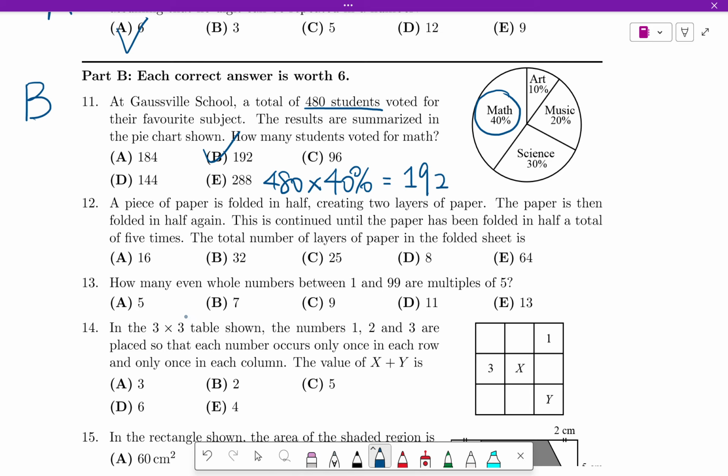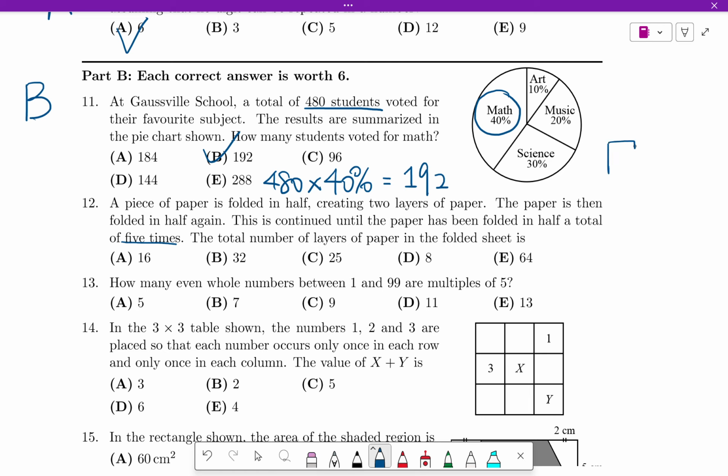Question 12. A piece of paper is folded in half, creating two layers of paper. So what does this mean? This means if you have a paper, we fold it in half, it will give us something like this. So we have two layers. The paper is then folded in half again. This is continuing until the paper has been folded in half a total of 5 times. The total number of layers of paper in the folded sheet is. So we can look at a few examples and we can get a pattern.